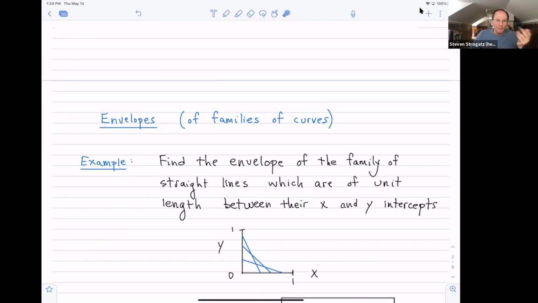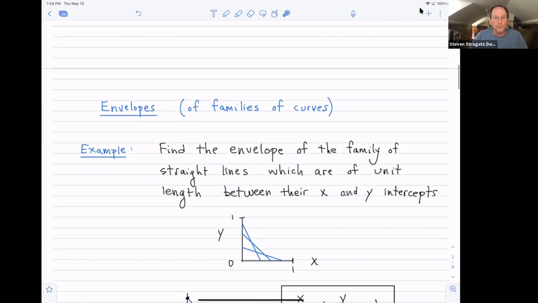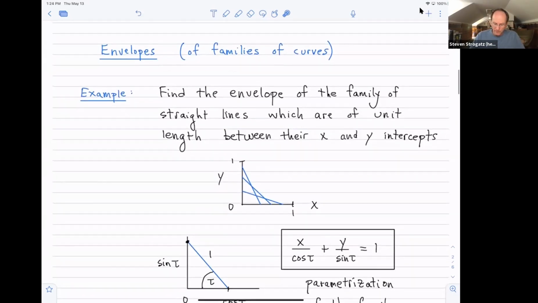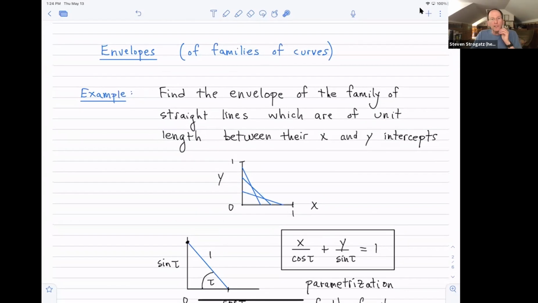Envelopes don't necessarily just involve lines. We'll see more general instances in a few minutes. But for now, you can visualize there's some curve there. And so let me just formalize what I'm talking about.